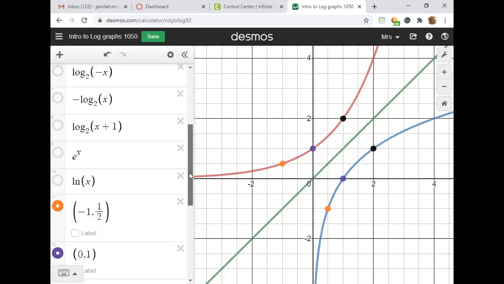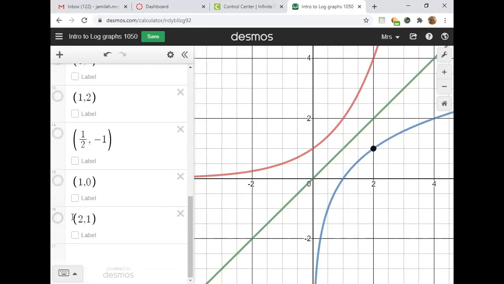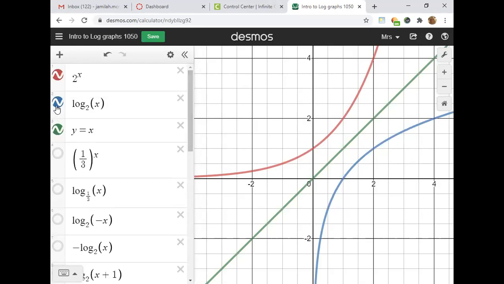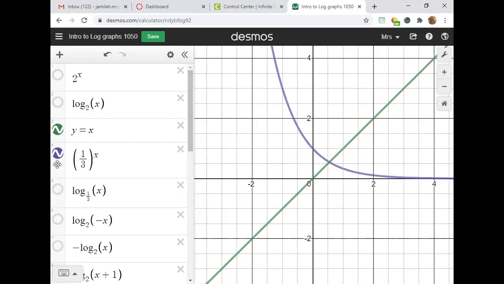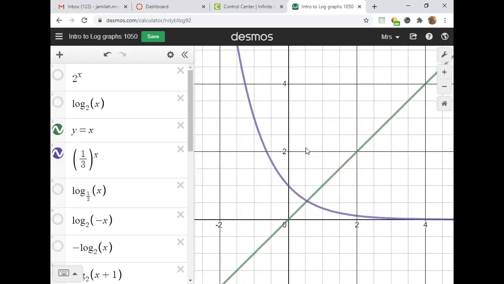Okay, cool. It also works, hold on, I gotta turn all these off. It also works. What's the difference between 2 to the x and this 1/3 to the x that I just graphed? What's the difference between those two types of functions? We call them exponential growth. And what's the purple one? Decay. So you can also take an exponential decaying function right here and find its logarithm. So the log base 1/3. What's that going to look like?